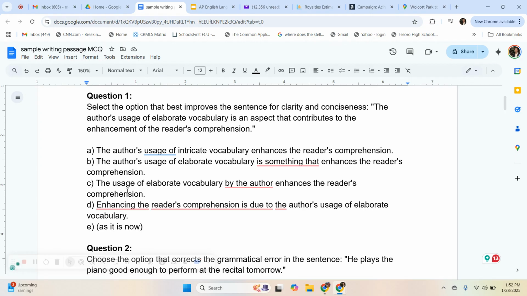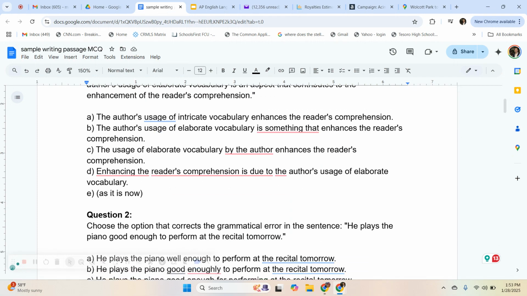So that gives us a few choices. And then from that list of choices, A, B, C, you want to go down and pick the correct answer. So now you have, instead of a 1 in 5 chance, you have a 1 in 3 chance. And it's C, the usage of elaborate vocabulary by the author enhances the reader's comprehension. Okay, that one flows the most and is definitely reducing the number of prepositional phrases.